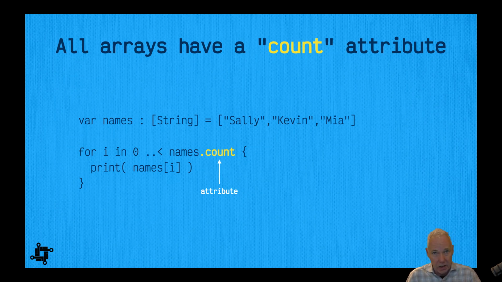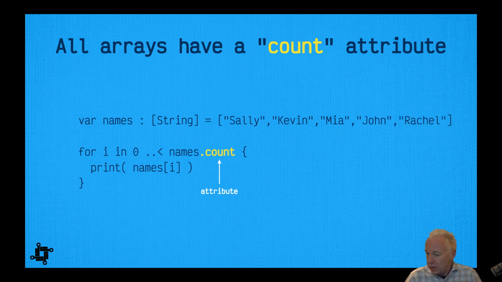So names.count. And when we do that, this is going to give us back the actual count of how many items are in our array. So as we can see here, if there are 3 things in the array, this names.count is going to return a 3. And so what's great about that is our for loop now is going to go 0, 1, 2. And it's going to do that because we're going up to but not including 3, which again is the count of the number of elements in the array.